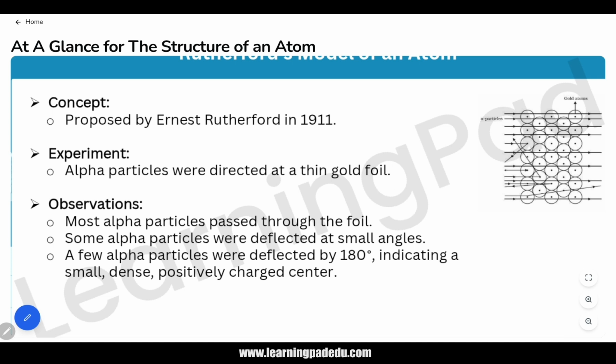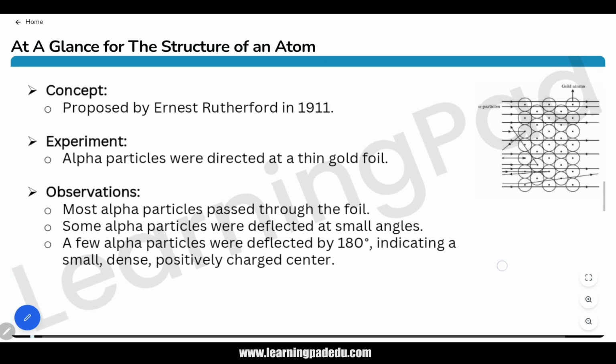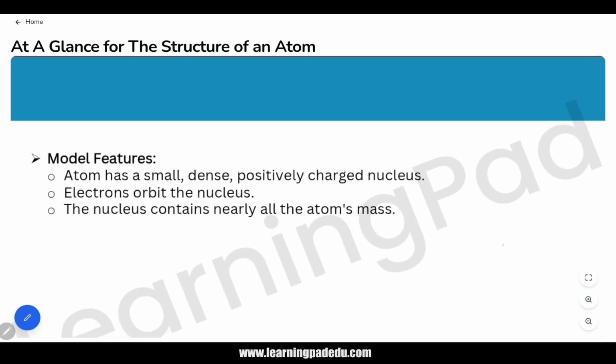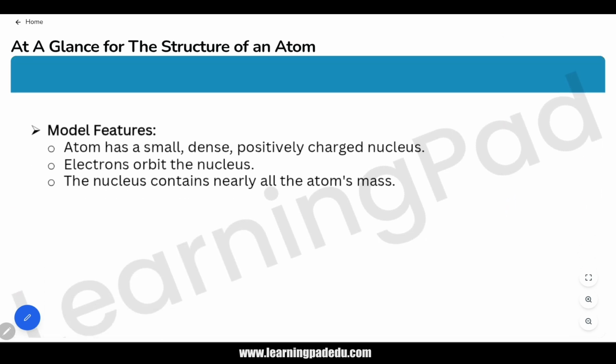Then, what are the observations by Rutherford? He observed that most alpha particles passed through the foil. Some alpha particles were deflected at small angles. A few alpha particles were deflected by 180 degrees, indicating a small, dense, positively charged center. Then the model features are: atom has a small, dense, positively charged nucleus. Electrons orbit the nucleus, and the nucleus contains nearly all of the atom's mass.